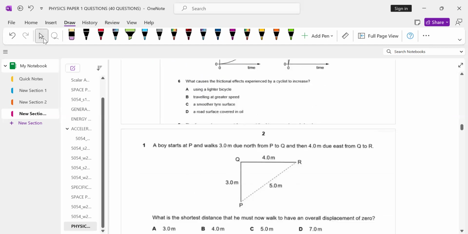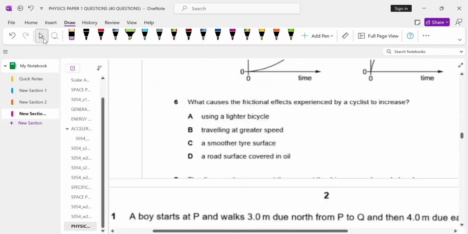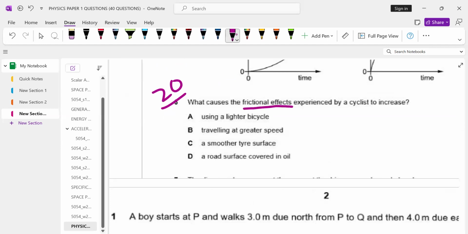Now question number 20. What causes the friction effect experienced by a cyclist to increase? Using a lighter bicycle? No. Traveling at a greater speed? Yes. A smooth tire surface? No. A road surface covered in oil? No. So option B is correct for question number 20.